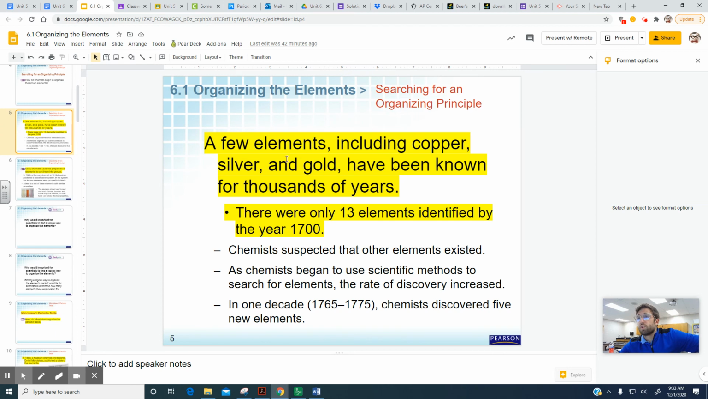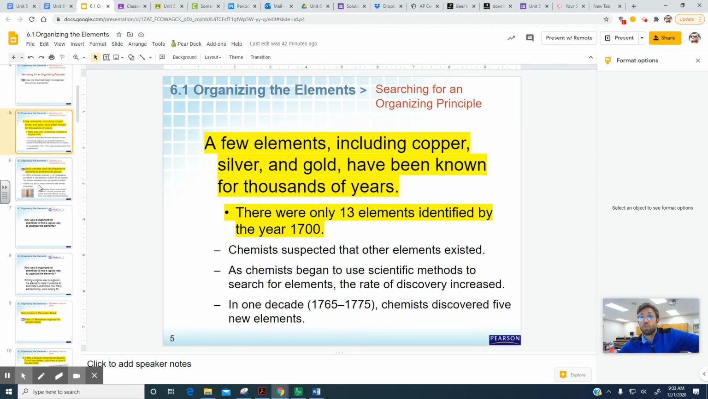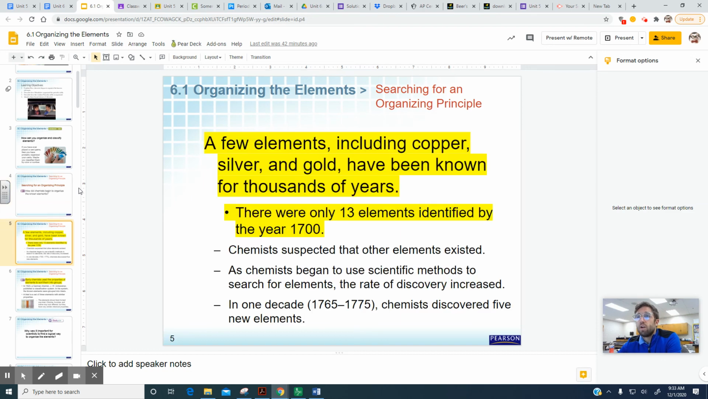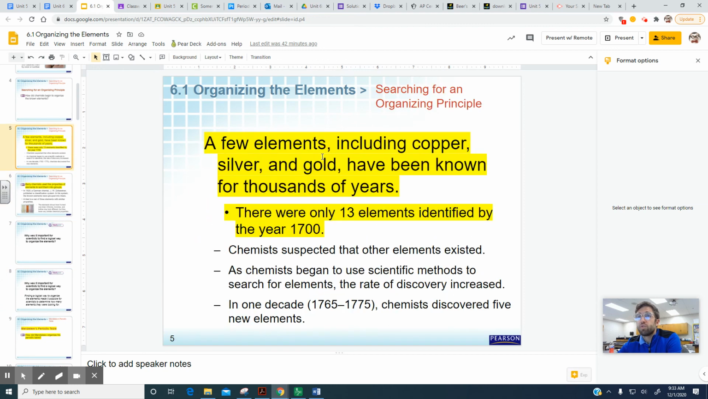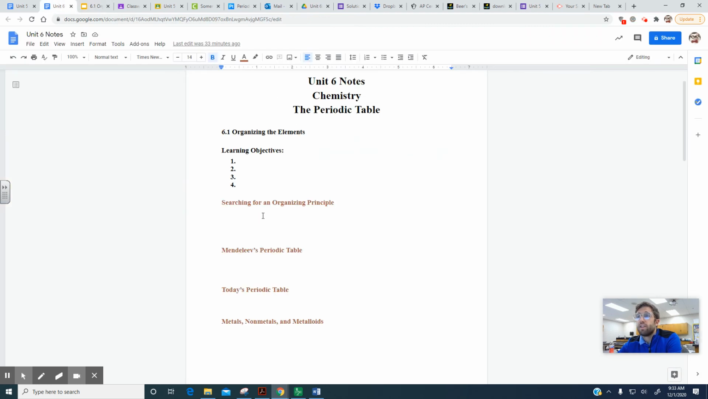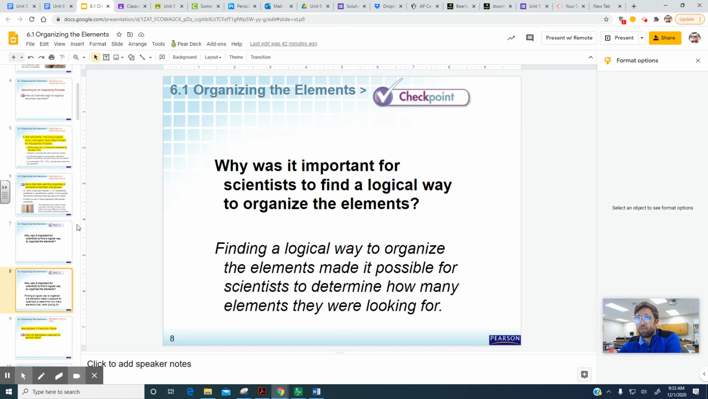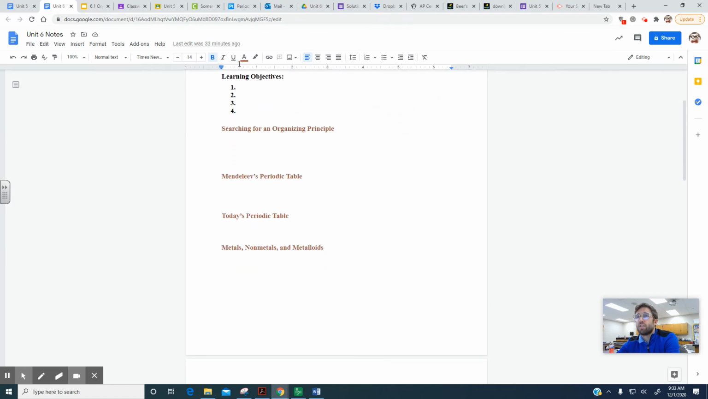So, a few elements, including copper, silver, gold, and what I had said already, all this stuff that we went over. You see how right here it says searching for an organizing principle? Everything that's in yellow until you get to the next heading, like Mendeleev's periodic table, you need to write or type here. You need to type this right here and this right here, and then when you get to this, you are ready to go to the next heading.